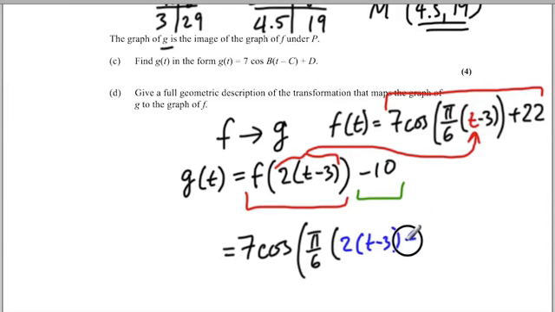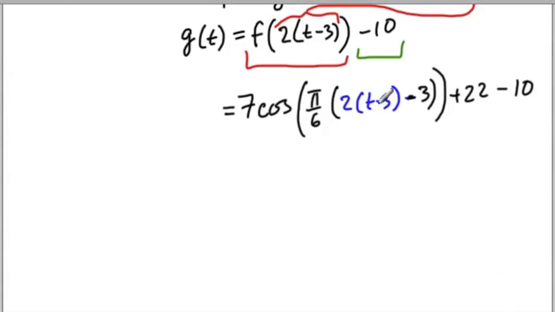Let me use black now. Let's go back here. So minus 3, and then you close it here, and then you close that bracket over there, and then there's this plus 22. So that's this whole red part that we've done over here. Now don't forget about this green part, because that's still part of g of t. So that's minus 10. So this will equal, now all we have to do is just simplify this thing.